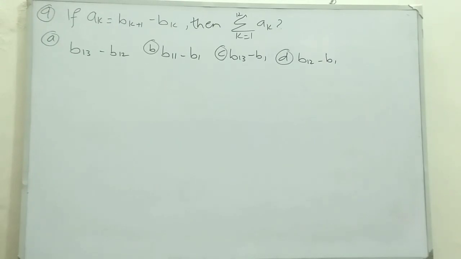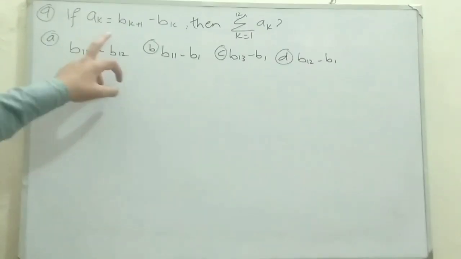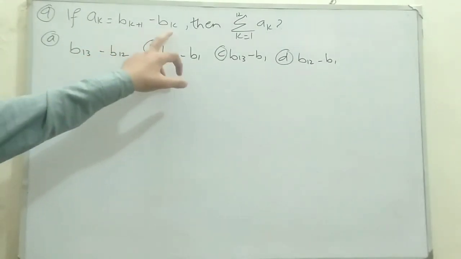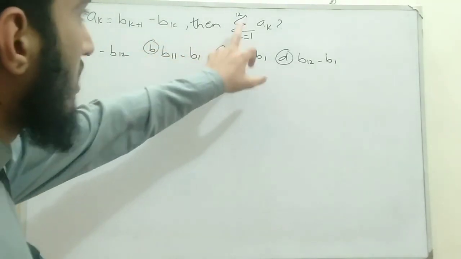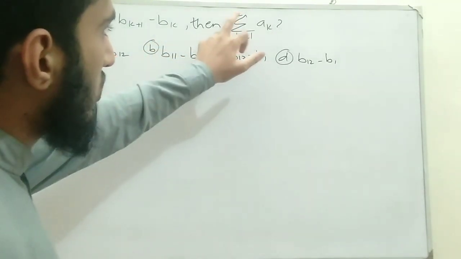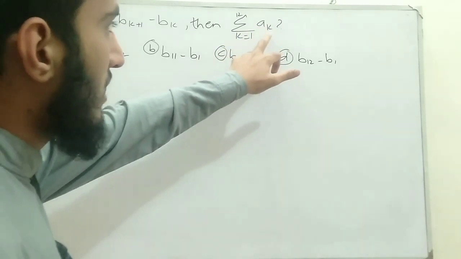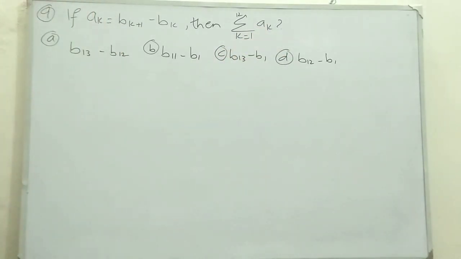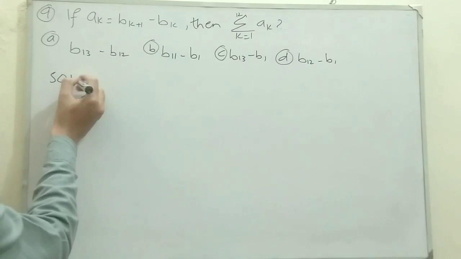Now move toward MCQ number 9. It tells that if a_k is equal to b_(k+1) minus b_k, then what will be the value of the summation from k is equal to 1 to 12 of a_k? So 4 options are given. Move towards the solution of this MCQ number 9.